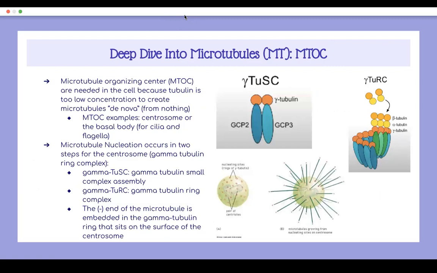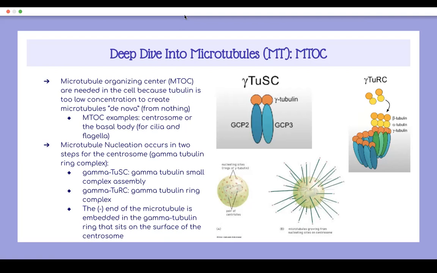Okay, so I touched a little bit upon the MTOC briefly, but this is to explain it a little bit more, because it can be very confusing, and students often get confused about what the MTOC actually is or entails. MTOC stands for microtubule organizing center. They're needed in the cell because it's really hard for a microtubule to just spring out of nowhere and grow de novo, or from nothing. And so the MTOC provides a starting point for the microtubule to grow from.